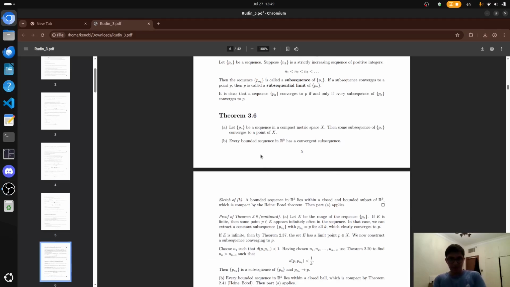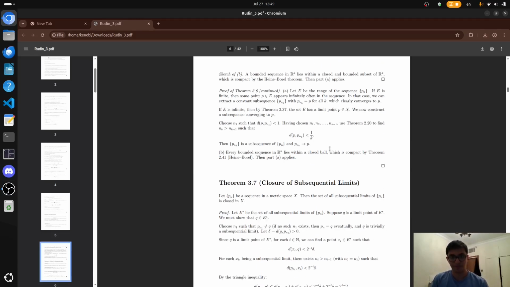Now we have the following theorem. Let Pn be a sequence in a compact metric space X, then some subsequence of Pn converges to a point of X. And the second theorem is that every bounded sequence in Rk has a convergent subsequence.